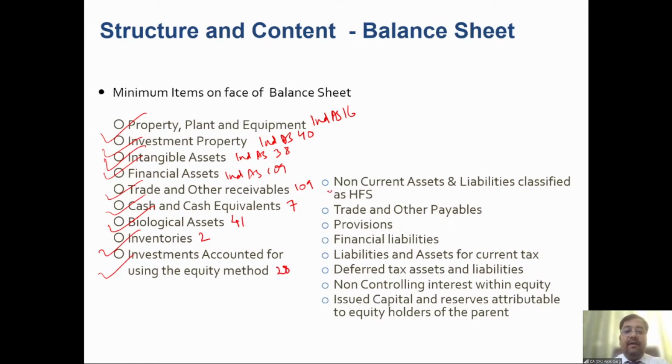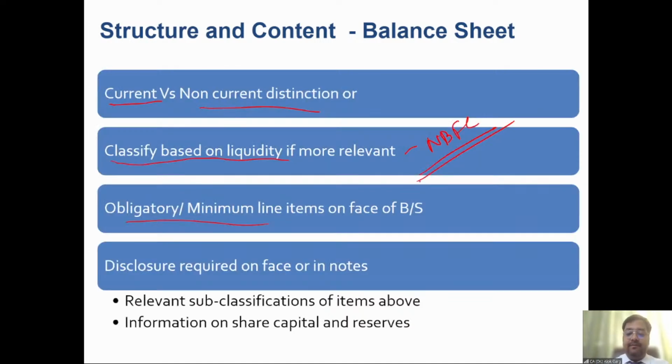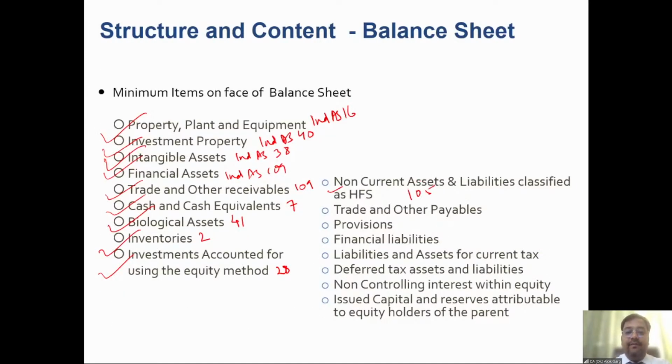Non-current asset and liability classified as HFS, Ind AS 105. Trade and other payables, Ind AS 109. Provisions, Ind AS 37. Financial liability, Ind AS 109. Liabilities and assets for current tax, Ind AS 12. Deferred tax, Ind AS 12. Non-controlling interest within equity, Ind AS 110. Issued capital and reserves attributable to the equity holders of the parent. So this is Ind AS 1. I mean to say this is just capital and equity, right?